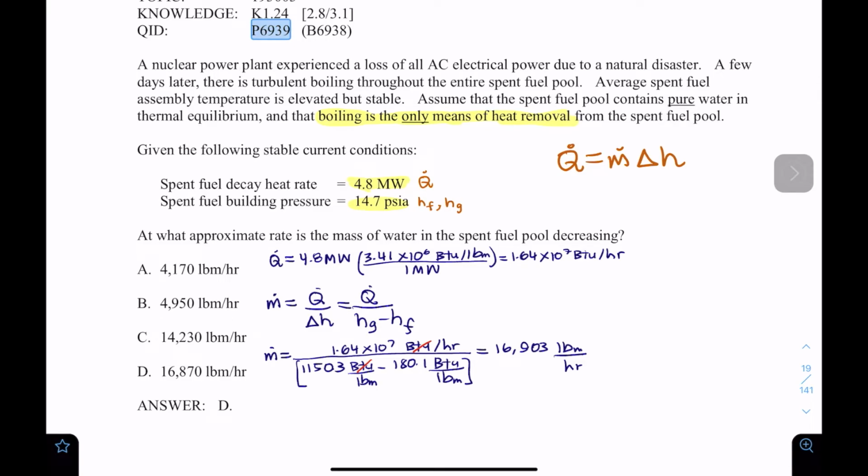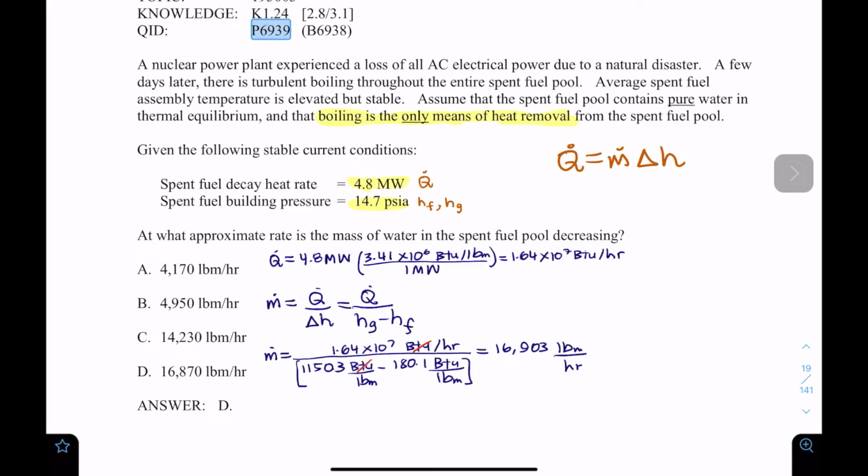In this one, we have a nuclear power plant that experienced a loss of AC electrical power due to a natural disaster. Blah. To me, that's blah. It's trying to make me feel scared of the question. Anything can happen. Then the second paragraph, or the second line: a few days later, there is a turbulent boiling throughout the entire spent fuel pool.